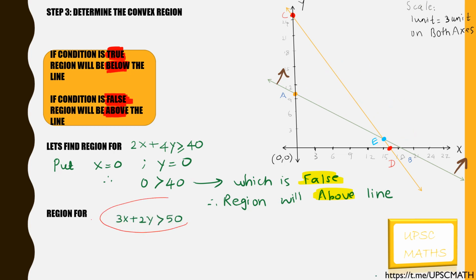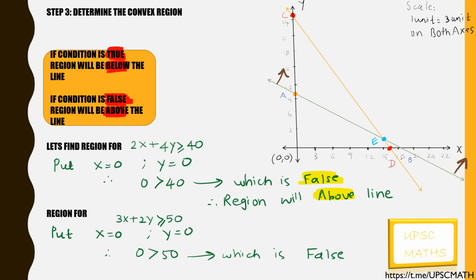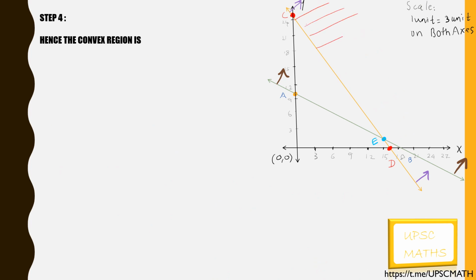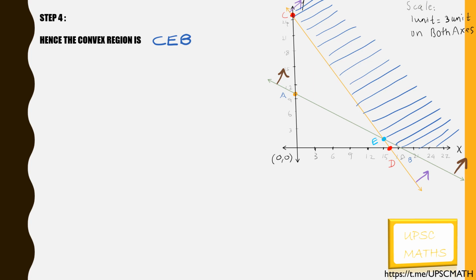Let's find the region for 3x + 2y ≥ 50. To find the region, put x = 0 and y = 0. So we get 0 ≥ 50, which is false, and hence the region will be above the line. So the intersecting region becomes the solution space. Hence, the convex region is CEB.